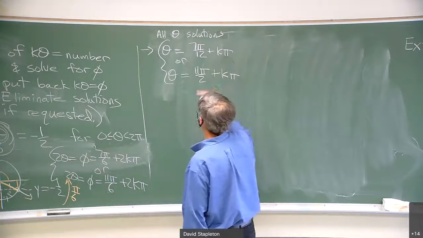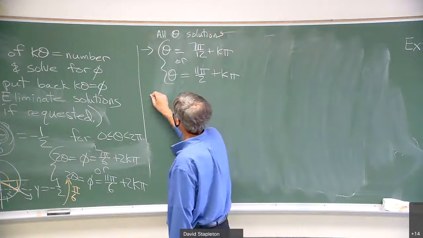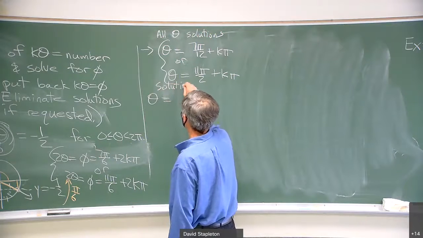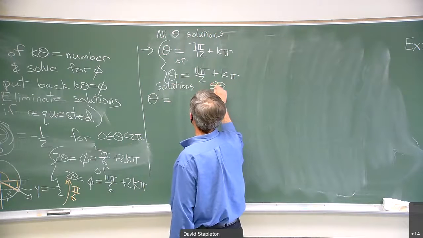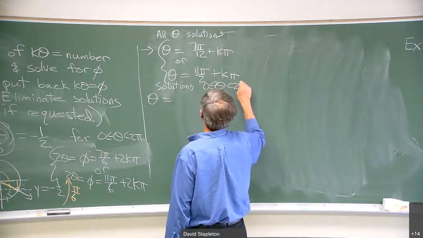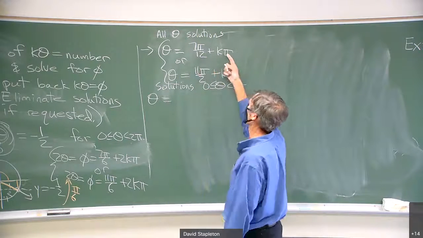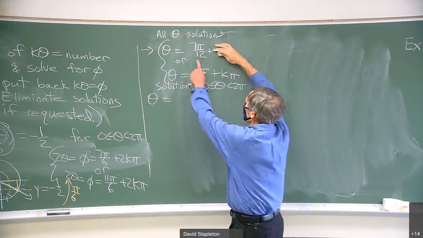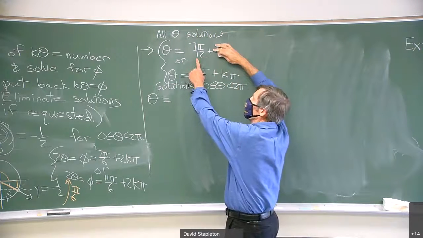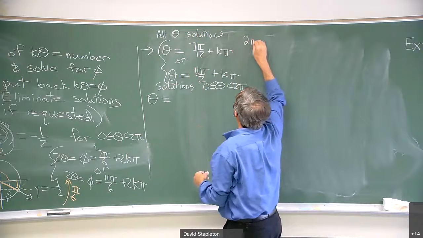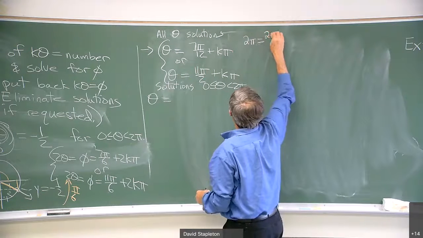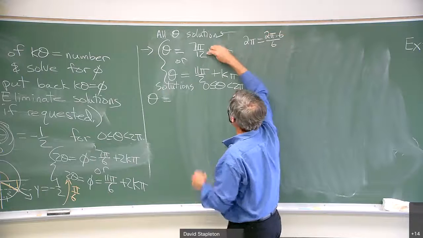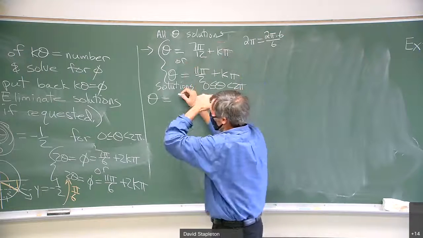We try the different k values. So the solutions theta between 0 and 2 pi, I try k equals 0 here, start near 0. 7 pi over 12 plus 0 pi is just 7 pi over 12. That's between 0 and 2 pi, because 2 pi is 2 pi times 6 over 6, right? Is 12 pi over 6. This is less than 12 pi over 6, so that's a solution.